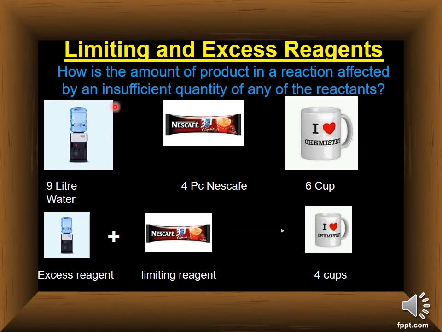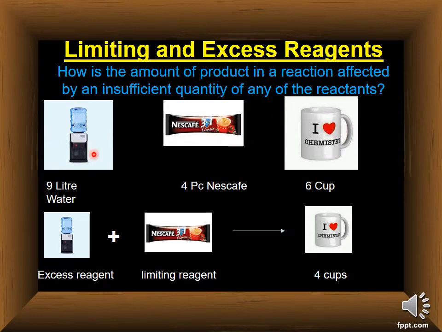Now, how is the amount of product in a reaction affected by an insufficient quantity of any of the reactants? Remember the last question. Here I'm going to give you the idea. In this bottle there are 9 liters of water, and you have, suppose, 4 Nescafe pouches, and you have 6 empty cups or mugs. Now let's start. These are your reactants, meaning before preparing the coffee, you have these things.